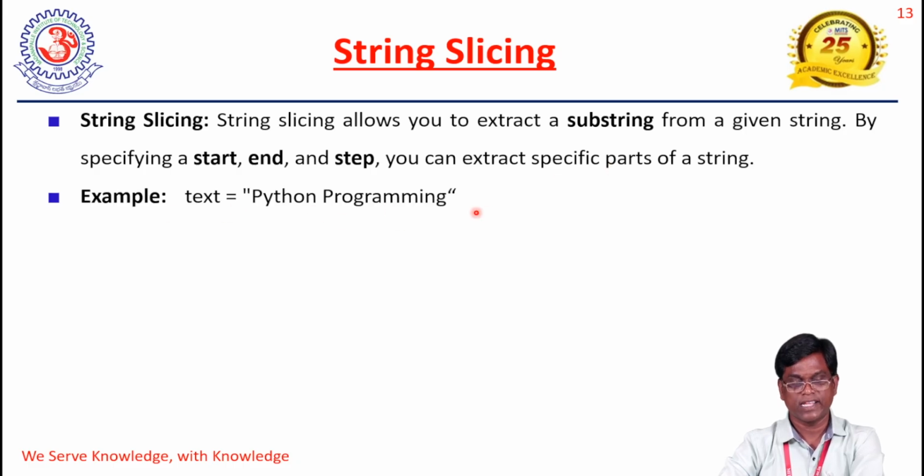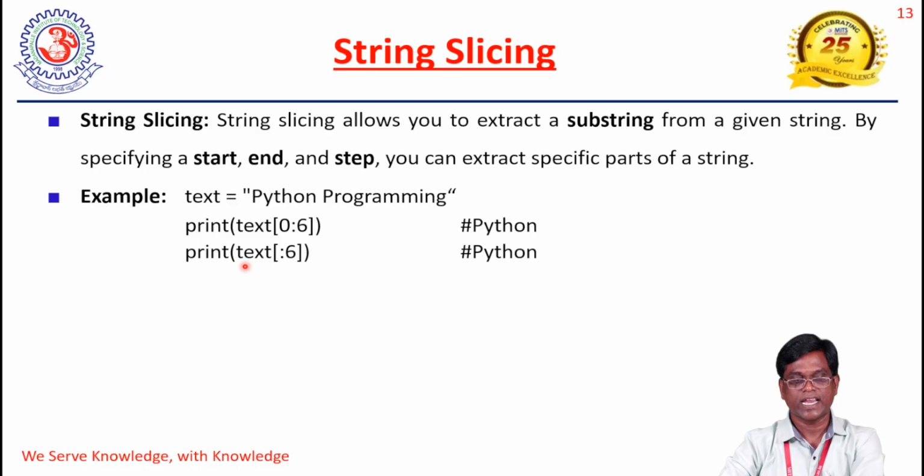Let us consider a small example. I created the string Python programming and it is stored in the variable text. Now see this first example: text of 0:6. It indicates that we are going to access the characters from the 0th index, and the end index is 6. That means it is not going to access the last one; it will access up to the 5th index, that is 0 to 5. Whatever characters are there, it will display them. So 0 to 5 means it will start from P and go up to N.